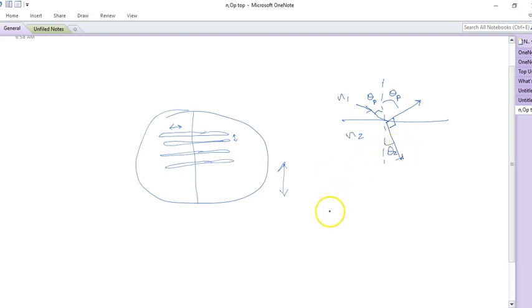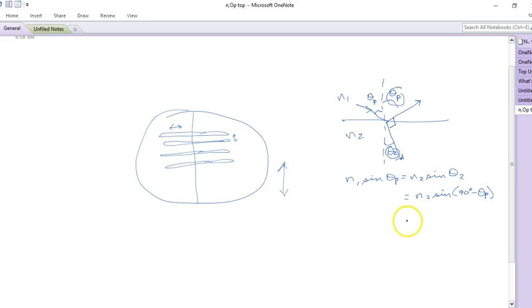Then I'm going to use Snell's law. N1 sine of theta 1, which is the polarization angle, is N2 sine of theta 2. But wait a second. If you look at that picture, I can write theta 2 as 90 degrees minus theta p. Why? Because theta p plus my 90 degree angle plus theta 2 has got to be 180 degrees.